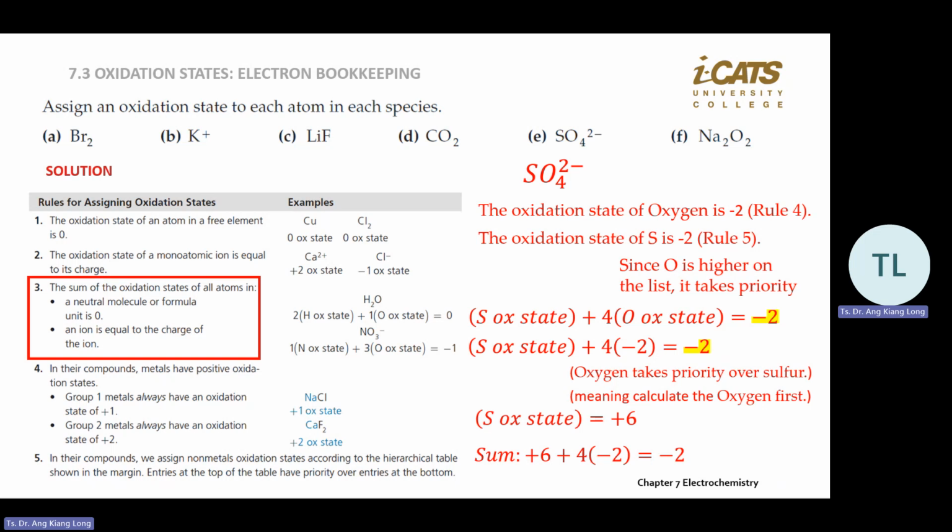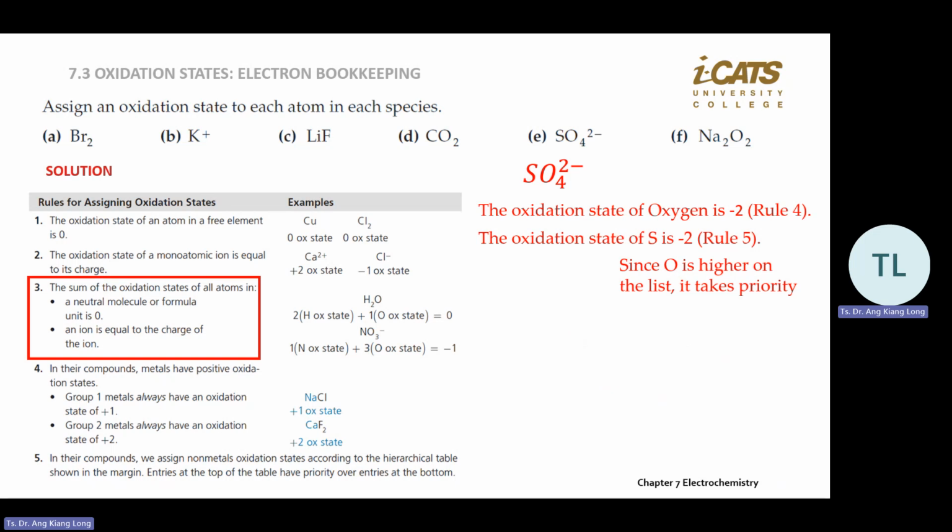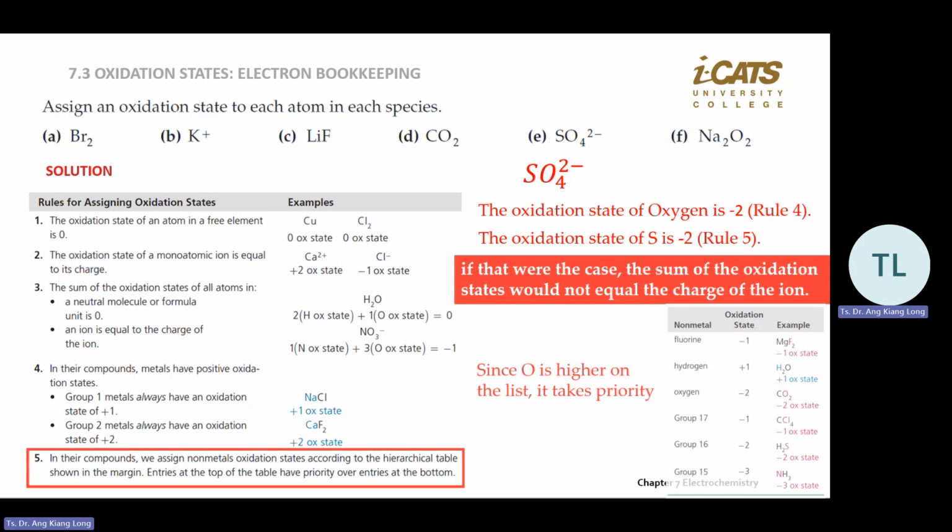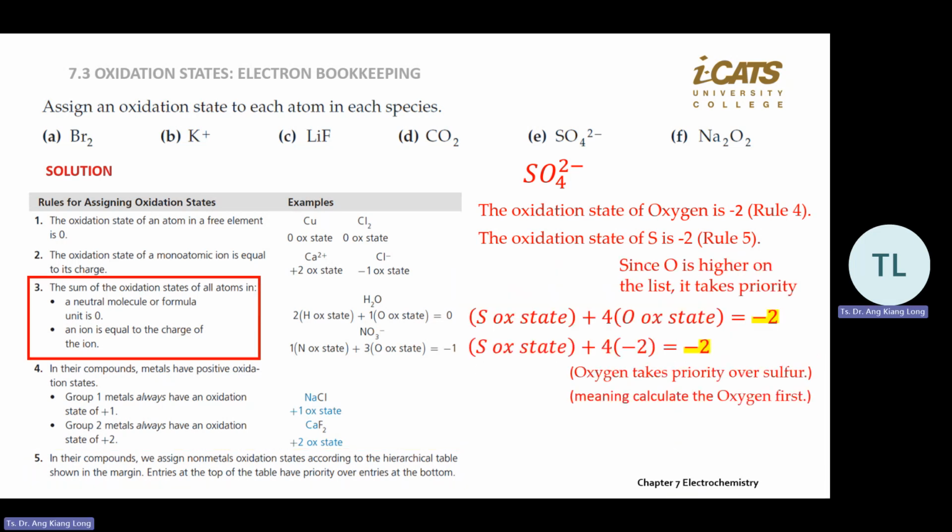There are 2 tables. One is the big table, rules 1 to 5, and then the table in the margin, which is this small table. This small table, there is a very high chance I won't give you, but I expect you to memorize it. Any question? Good.